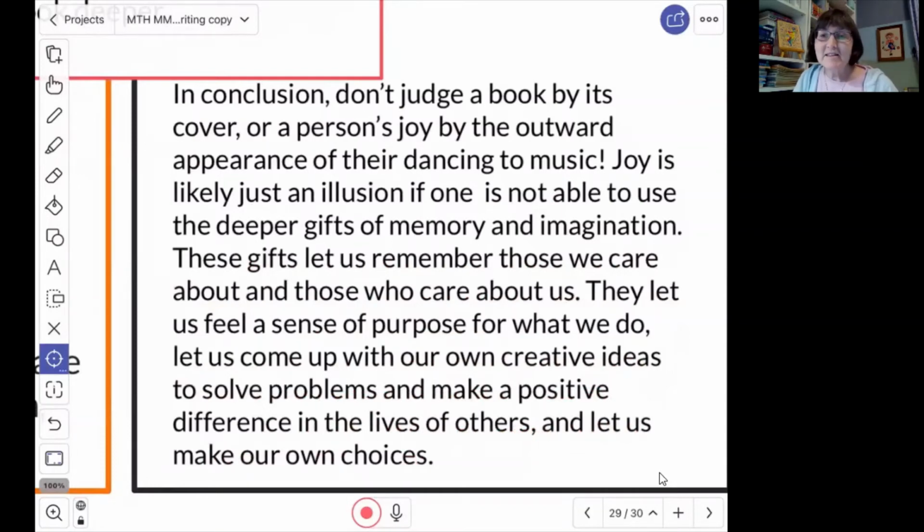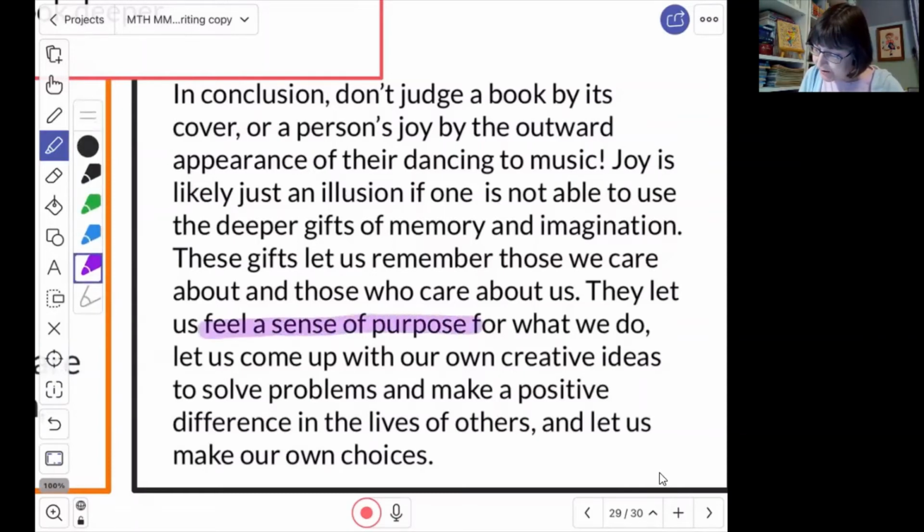This is kind of a long sentence that by using commas, I was able to put three things together. With a comma after the first one, a comma after the second one, the word and, then the third one. So you can see here I have, they let us feel a sense of purpose for what we do. They let us come up with our own creative ideas to solve problems and make a positive difference in the lives of others. That's actually two stuck together with and. And then they let us make our own choices. These things here in purple, blue, and green, these are important in life.